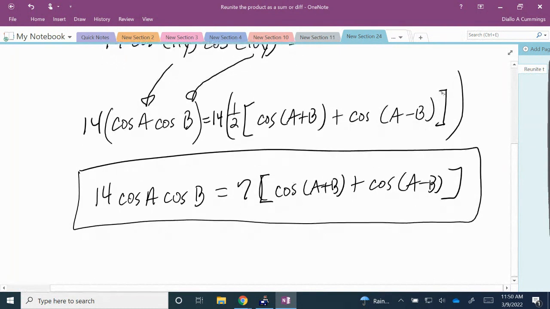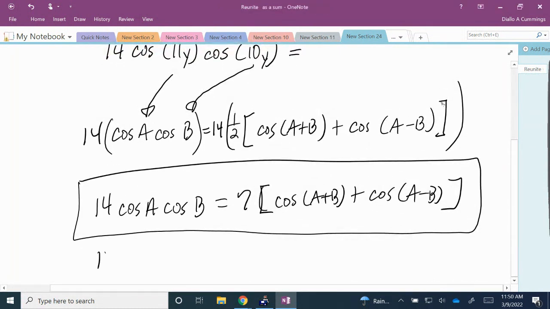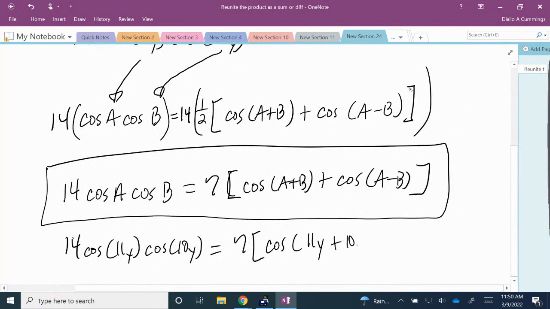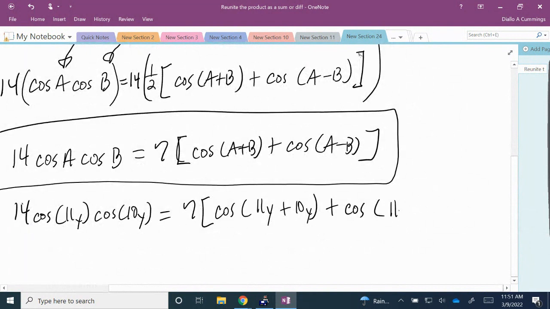So now that we have the new formula, I'm simply going to rewrite our problem under it. That's 14 cosine 11y cosine 10y is equal to 7 times the cosine of A plus B, so that's 11y plus 10y, plus the cosine of A minus B, so that's 11y minus 10y.